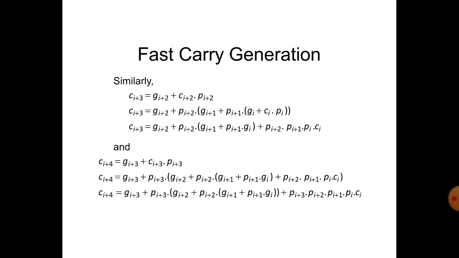We get the expressions respectively. C(i+3) is equal to G(i+2) plus C(i+2) P(i+2), which is equal to G(i+2) plus P(i+2) G(i+1) plus P(i+2) P(i+1) Gi plus P(i+2) P(i+1) Pi Ci. And C(i+4) is equal to G(i+3) plus C(i+3) P(i+3). Similarly, we can get C(i+4) by substituting this equation.